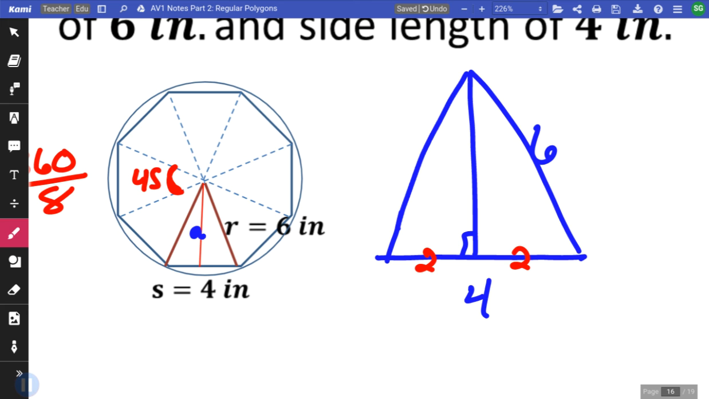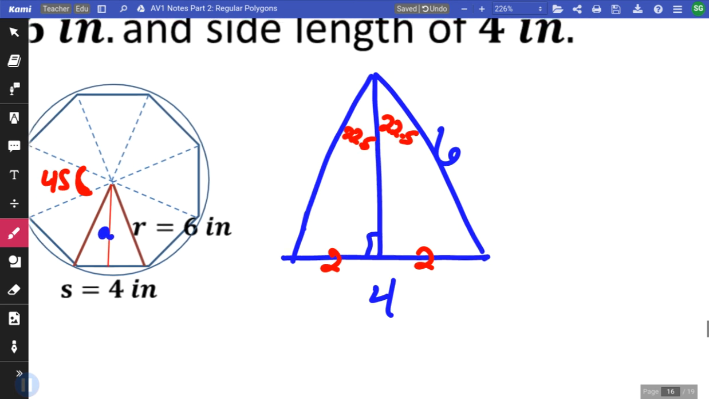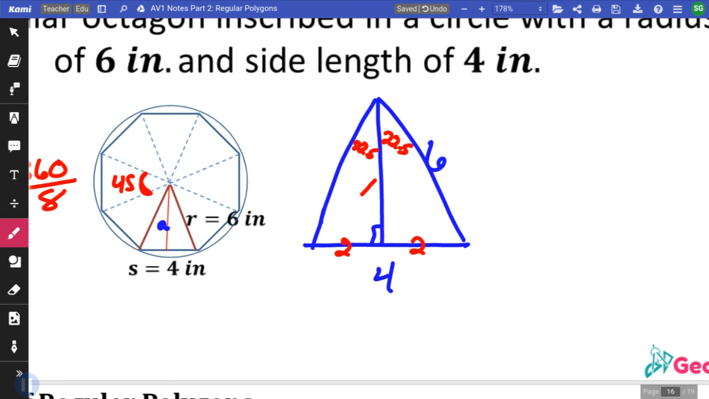So that means this is a 22.5 degree angle, and this is a 22.5 degree angle. So we're not using special right triangles because the 45 got split. So we do need to use trig here. We are trying to find that missing side, and we know this angle.